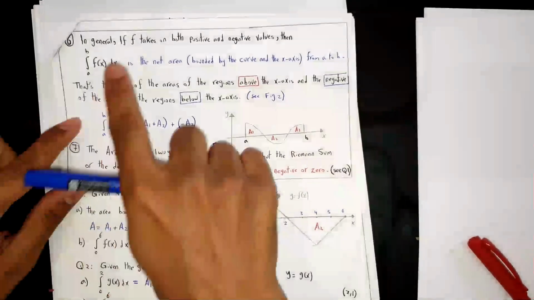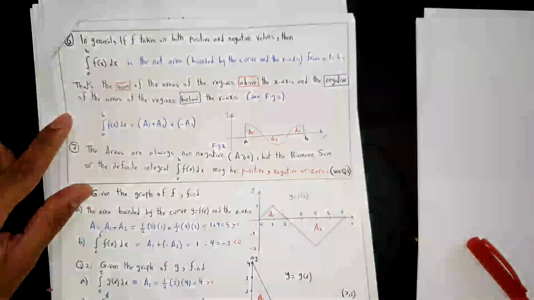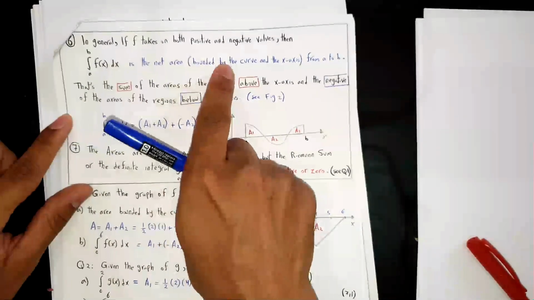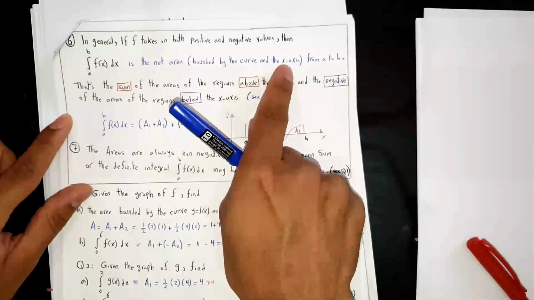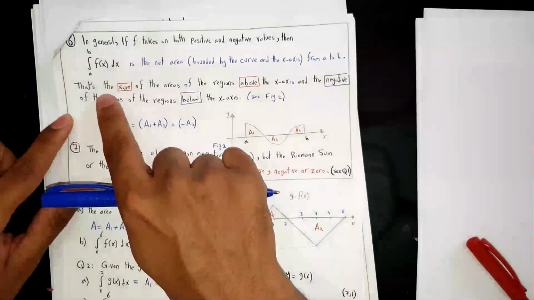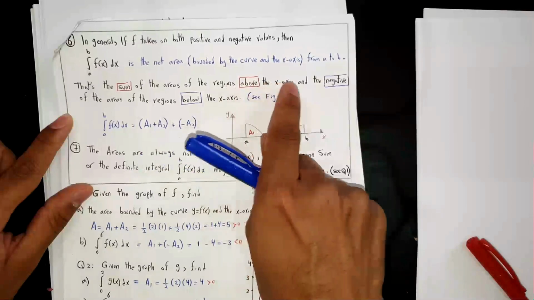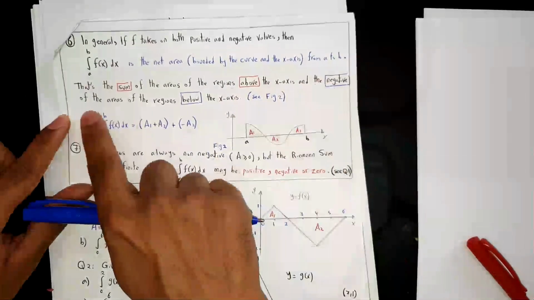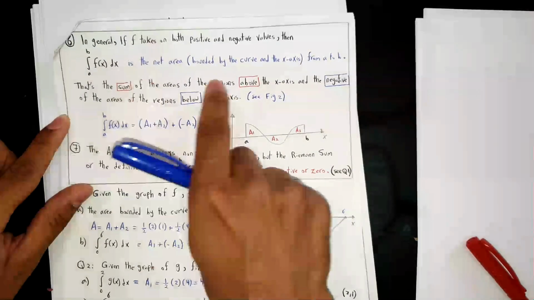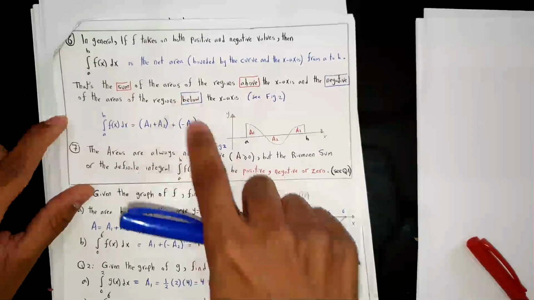Note number 6. In general, if f takes on both positive and negative values, then the integral from a to b f of x is the net area bounded by the curve and the x-axis from a to b. What do we mean by the net area? Let us read. That is the sum of the areas of the regions above the x-axis and the negative of the areas of the regions below the x-axis. See here, please. The sum with those above and negative with those below the x-axis.